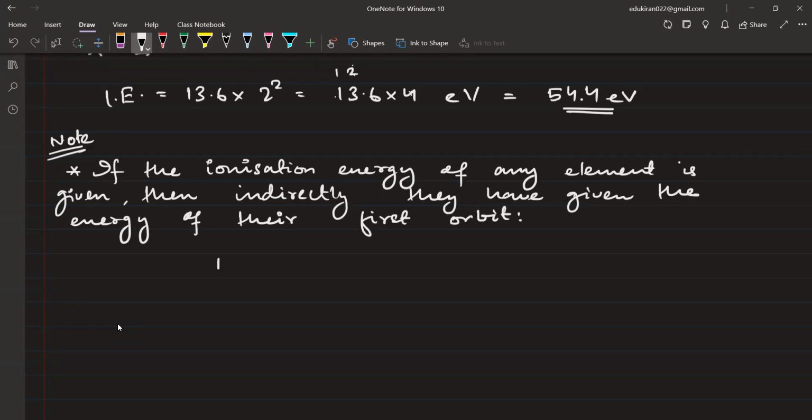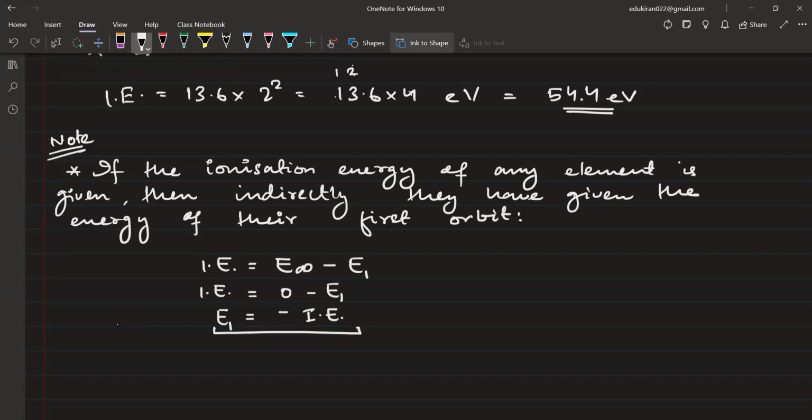कैसे जरा देख लीजिए। We know that ionization energy is equal to energy at infinity minus energy at the first orbit. Now, ionization energy आपको दिया हुआ है, and we know that E infinity is equal to how much? E infinity is equal to 0 minus E1. ठीक है, E1 कितना हो जाएगा? That means the minus energy of the first orbit will be equal to minus of ionization energy. दिखा आप लोग को? हाँ या ना, जल्दी बताएं। Yes, sir.